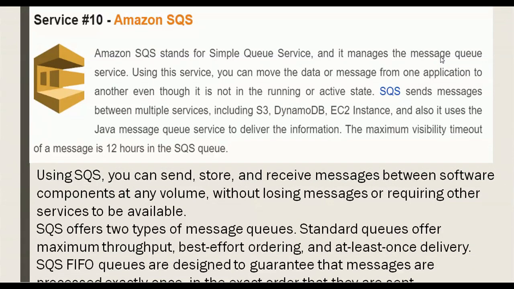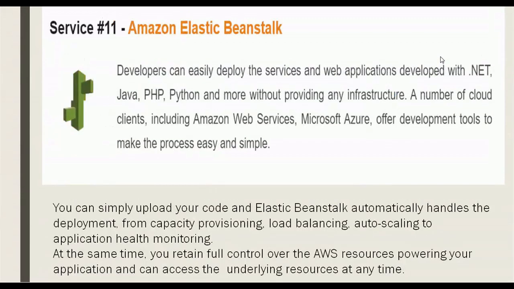Amazon SQS is just for queuing purposes. You can send, store and retrieve messages between software components at any volume without losing messages or requiring other services to be available. So you can use this SQS service for simple queuing purposes.